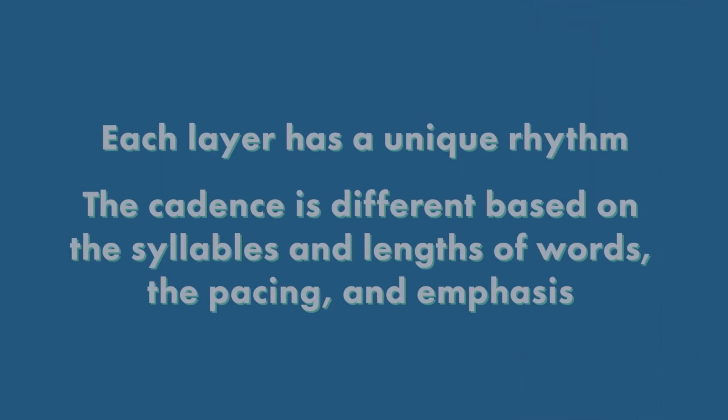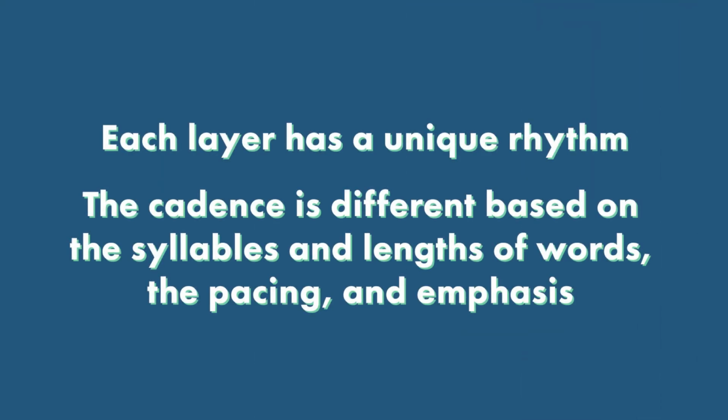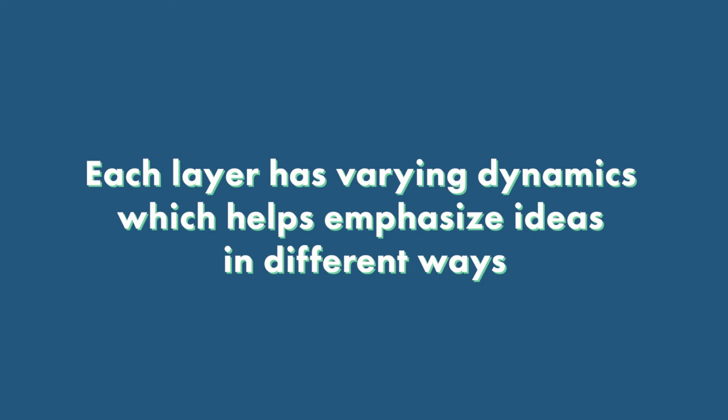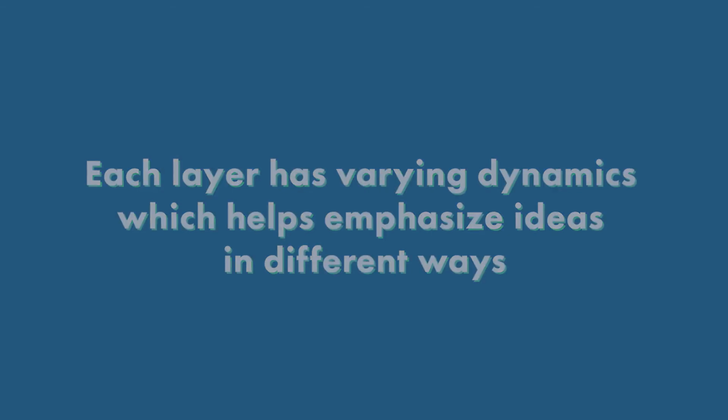Notice how the group considered pitch, dynamics, and rhythm to distinguish the layers of their chant. Each layer has a unique rhythm. The cadence is different based on the syllables and lengths of the words, the pacing, and the emphasis. Each layer has a different pitch, which helps the listener distinguish between lines. Each layer has varying dynamics, which helps emphasize ideas in different ways.